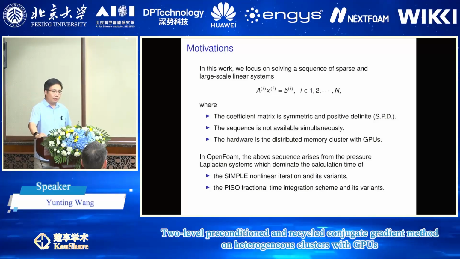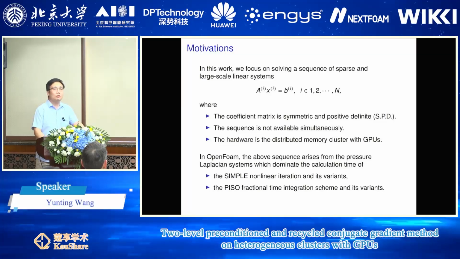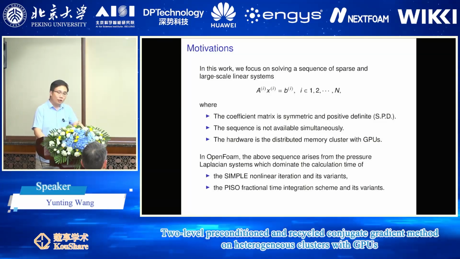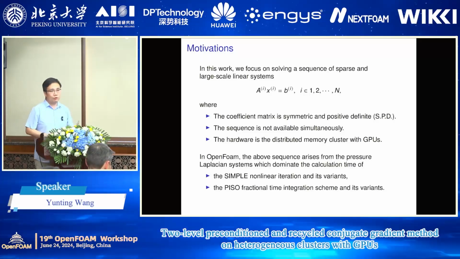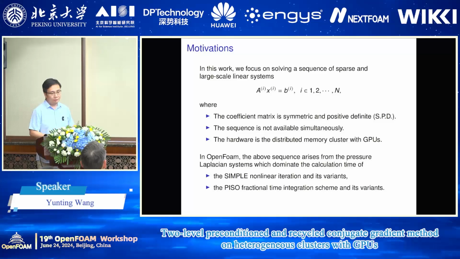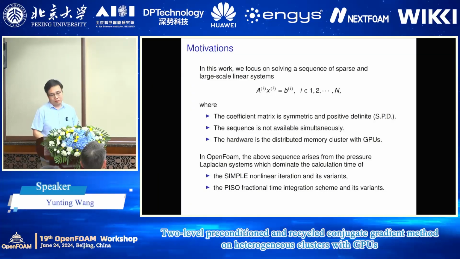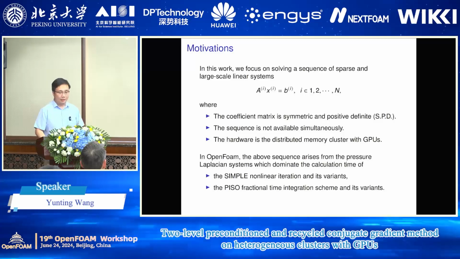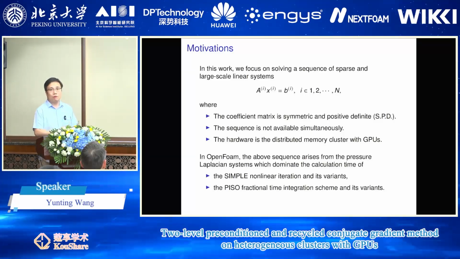The second feature is that the linear systems are not available at the same time. They are available one by one. Otherwise, if you had all the systems, especially all the right-hand side vectors at the same time, you could solve them very efficiently using the block Krylov subspace method. But that's not the topic of today. Here we are considering that we have to solve them one by one.